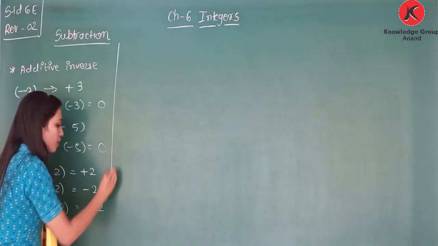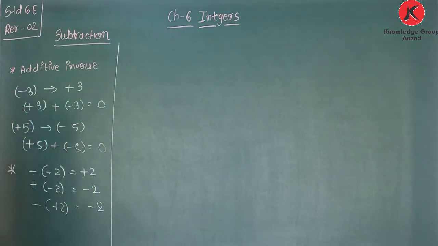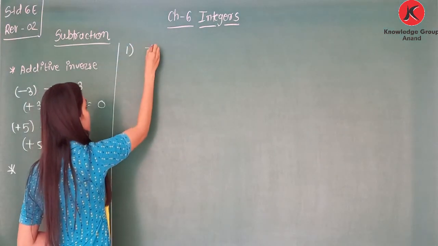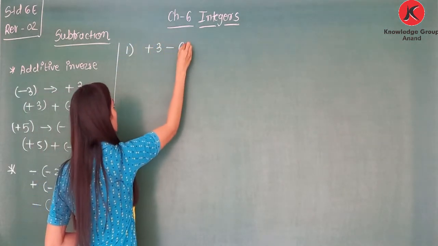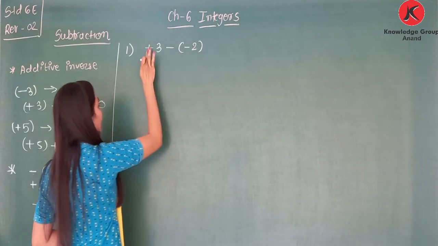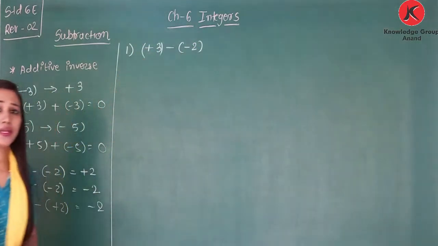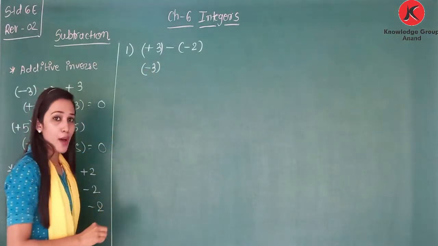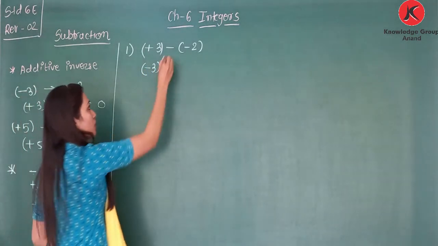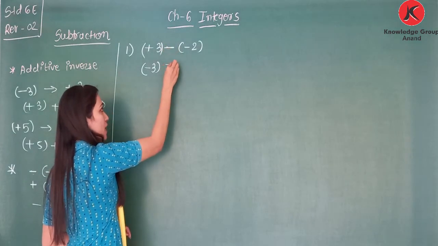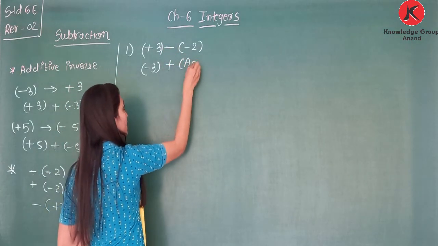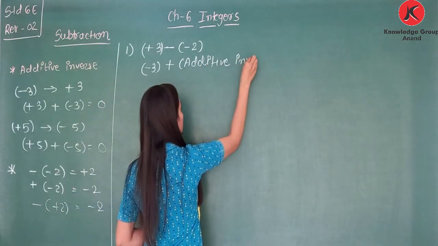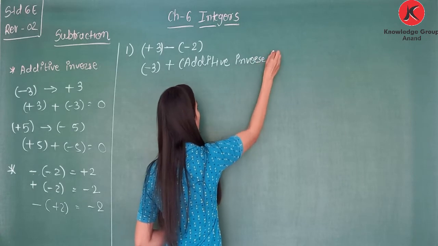So how can we perform the subtraction of integers? Let's take one example. Plus 3 minus minus 2. Now here, additive inverse means you need to change this sign. This is the first method: convert subtraction into addition by writing the additive inverse of minus 2.